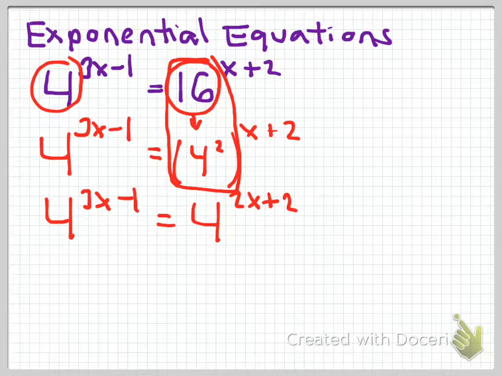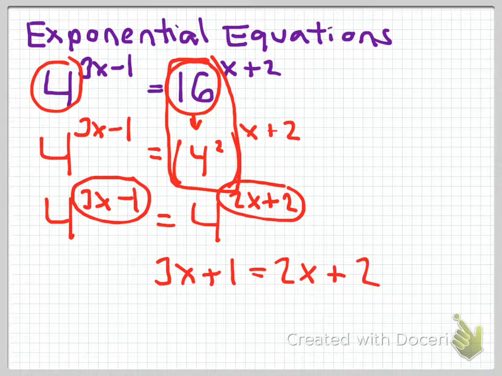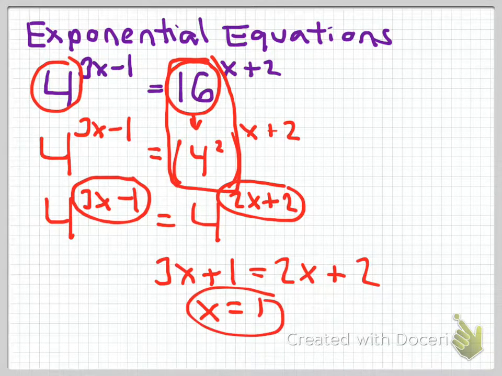And look what I can do here. Since my bases are the same, that means I can equate the exponents. So 3x plus 1 equals 2x plus 2. Do a little bit of a razzle-dazzle here. We can see that x has to equal 1. And we're all set to go. And you can check and verify that that's true.